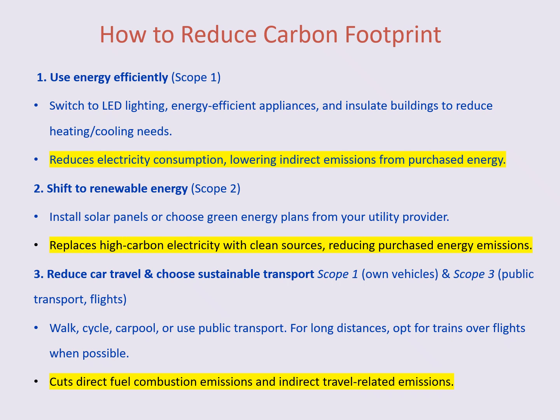Shift to renewable energy, scope 2. What you have to do is install solar panels and choose green energy plans from your utility provider. So you replace high carbon electricity with a clean source, reducing purchased energy emission. Now, reduce car travel and choose sustainable transport. How to do that? Scope 1 is your own vehicle. Scope 3 is public transport, flight. So for scope 1, own vehicle, reduce that usage. And for scope 3, public transport, flight and all, again you can reduce it.